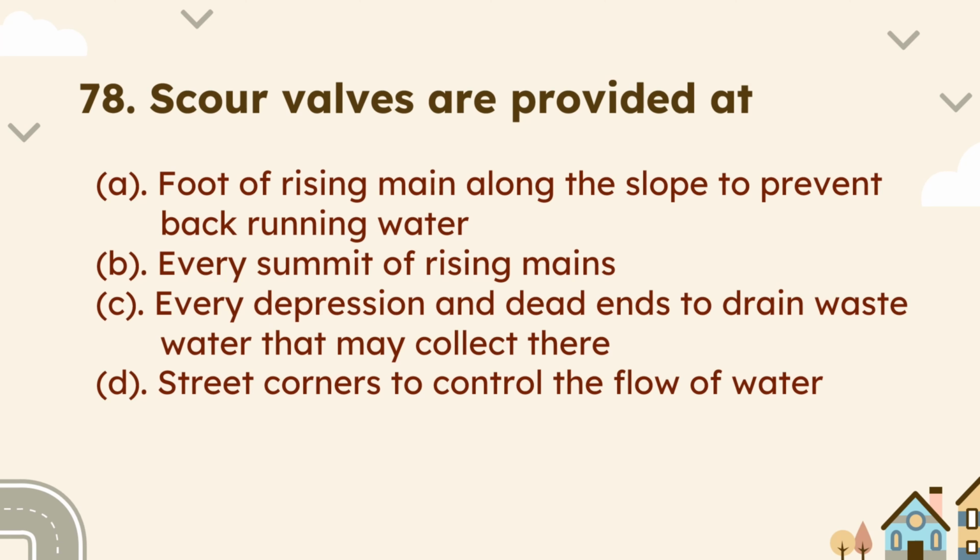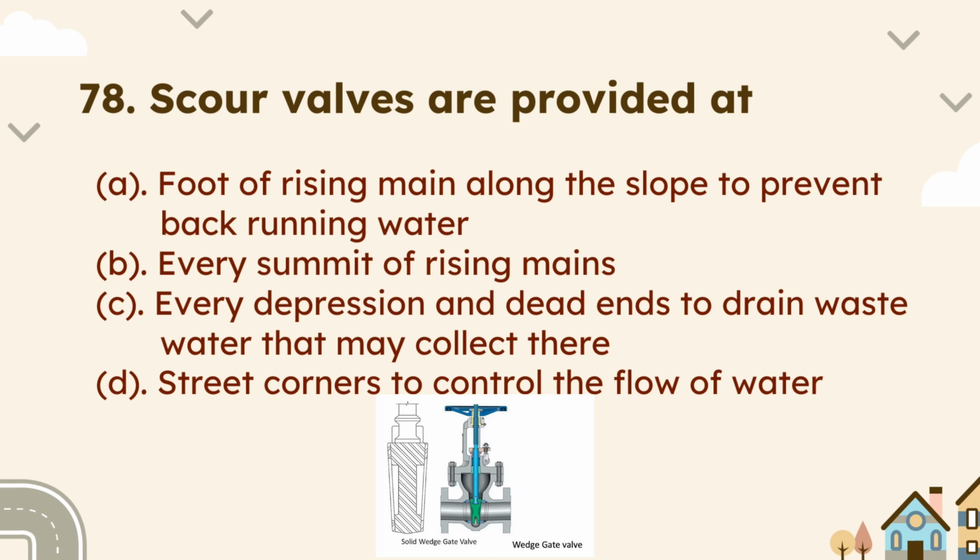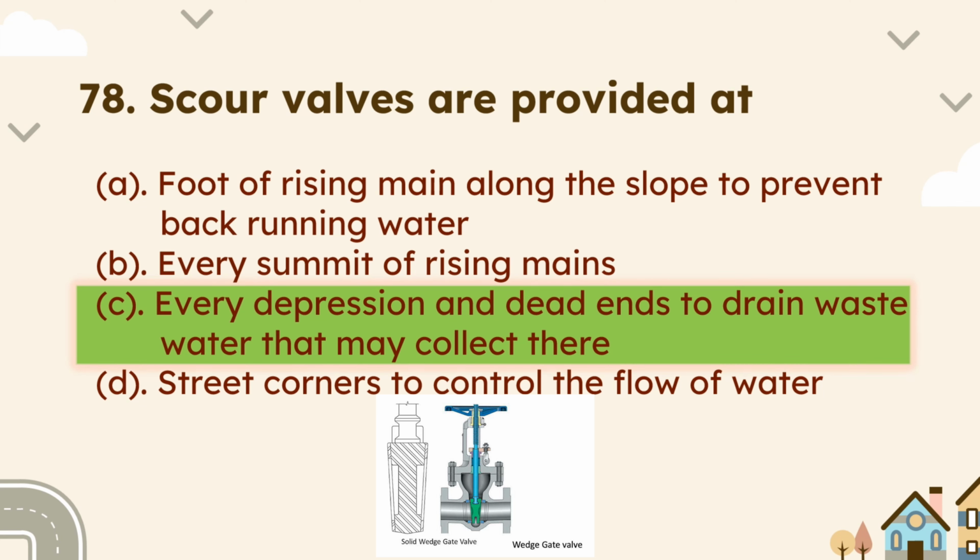Next question is, scour valves are provided at. So scour valves are provided at low points or between valve sections of the pipeline. Their function is to allow periodic flushing of the line to remove sediment and to allow the line to be drained for maintenance and repair work. Simply, these valves are used at depressions and dead ends and are used to drain wastewater. Therefore, the correct answer of this question is option C.